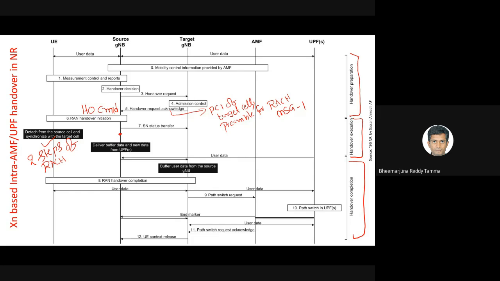Yes, that could be one thing, but look here, even after step 2, what is happening after step 2? It has decided that we have to move the user to the new base station. And so the gNodeB, to be more safe, can decide to keep all the packets in the buffer rather than sending anything over the air.